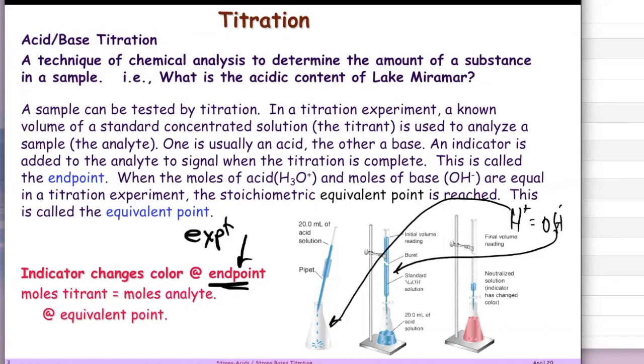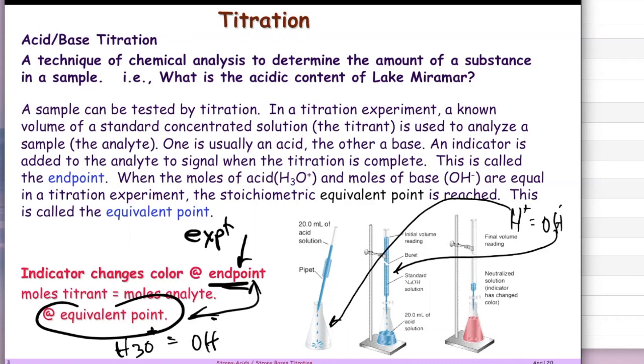The equivalence point is the theoretical value in which hydronium is equal to the hydroxide. Okay, these two should match, but sometimes there's a lag. Remember, sometimes the experiment doesn't follow the theoretical precisely, and that leads to experimental error. Okay.